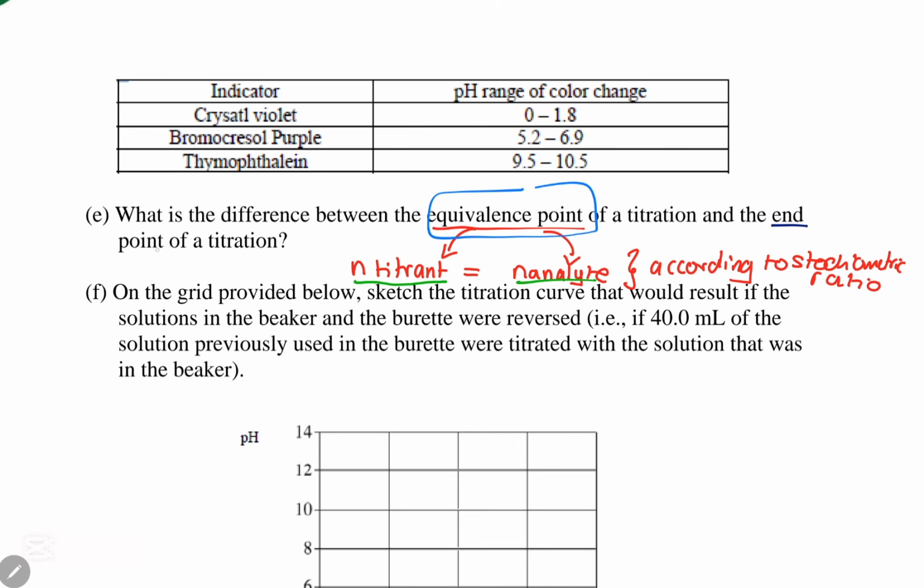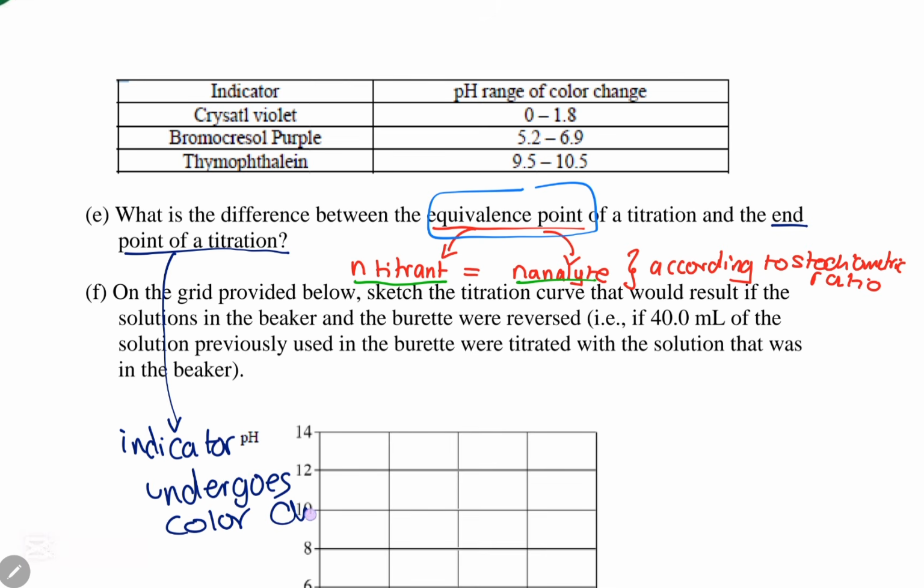And now the end point of a titration. This is when the reaction is complete and when the indicator undergoes its color change. So here we can say the indicator undergoes color change. Okay? So the reaction is complete. Okay, that's it for part E.